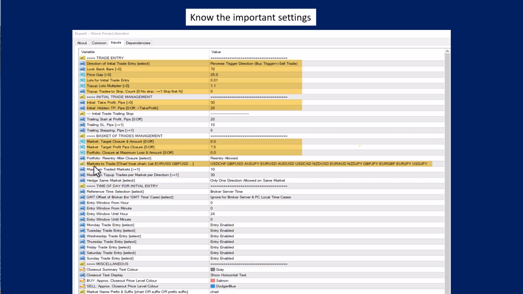And then here's the next important one, which currencies are you going to trade? And there's a list of currencies. These are the default settings, but we're going to find the actual currencies traded by these winning accounts. So you need to know which settings are important, which ones aren't important, and focus on the important settings. And I'm going to show you how to find those important settings.